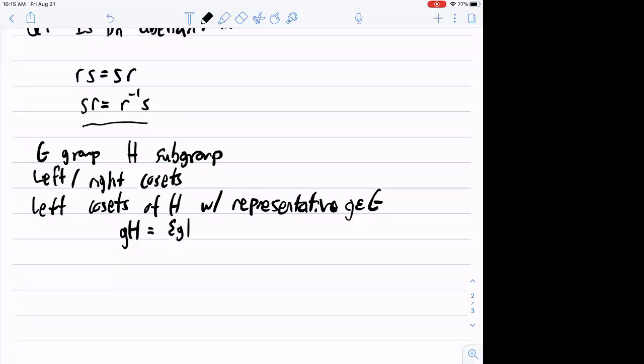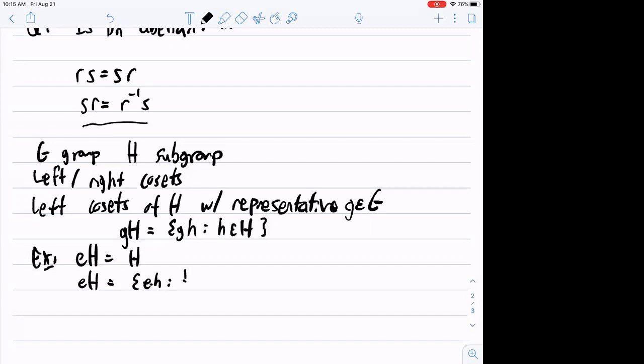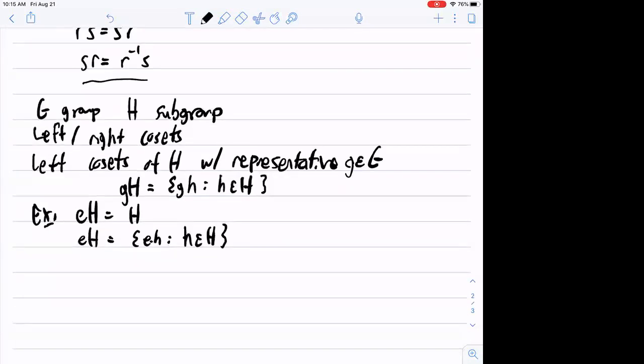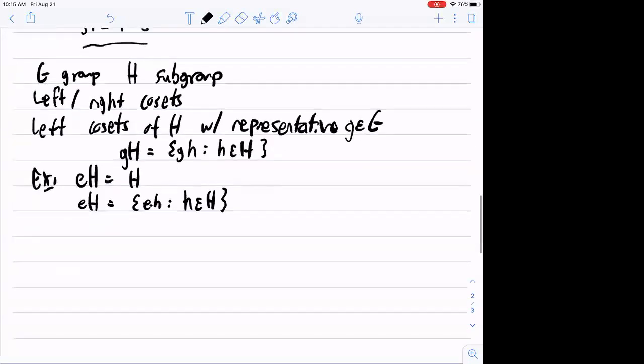The set of gh, g lowercase h, such that h is in H. Now, an example would be eH is just H, right? Because eH is the set of e times h such that h is in H, but e times h is just h, right? So the trivial left coset is just H. So H itself is a coset, right? It's eH. But in general, it might not be.